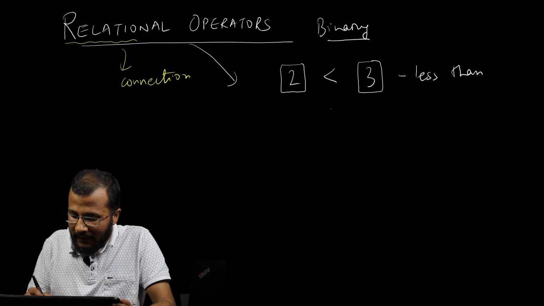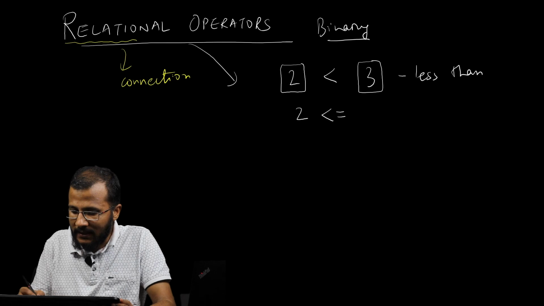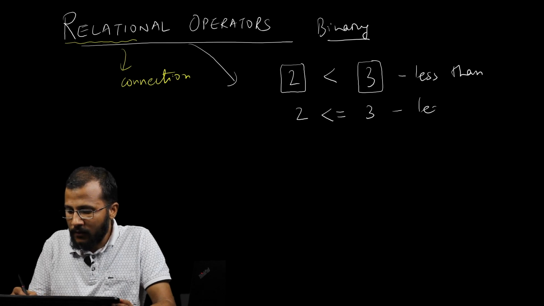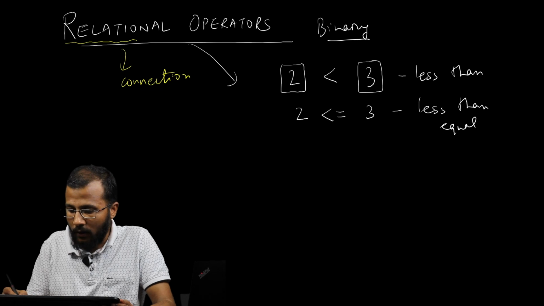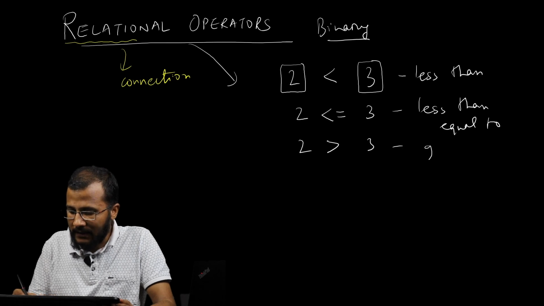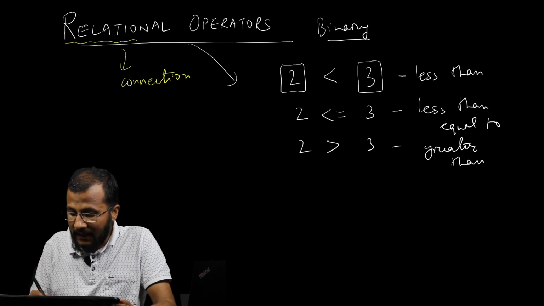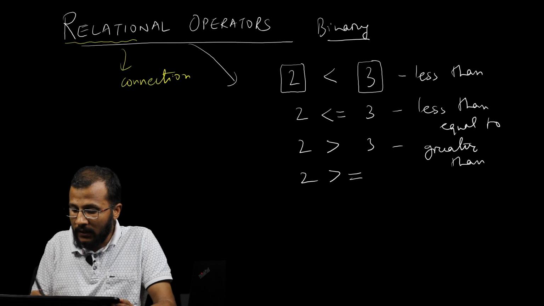Similarly, I have the less than equals to relational operator. Here let's write 2 less than equals to 3. This will help us to establish if 2 is less than or equal to 3 or not. Similarly, you have the greater than operator, that is 2 greater than 3. This will help us to identify if 2 is greater than 3 or not. Similarly, I have something called greater than equals to, 2 greater than equals to 3.